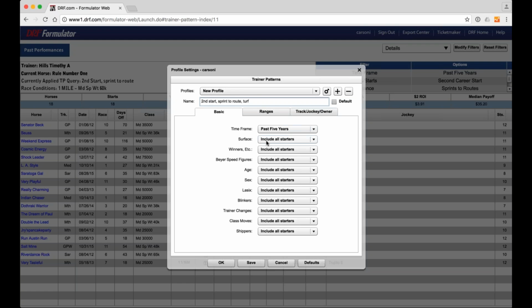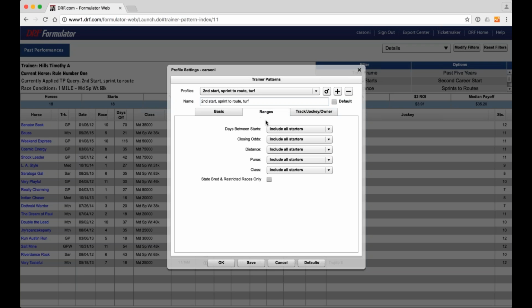Okay, and then all I have to do is specify here. Surface is turf, and under ranges, I can say second career start, and under distance, I can choose sprint to route. Okay, so that was under distance. I chose sprint to route, and then when I hit save, and OK.